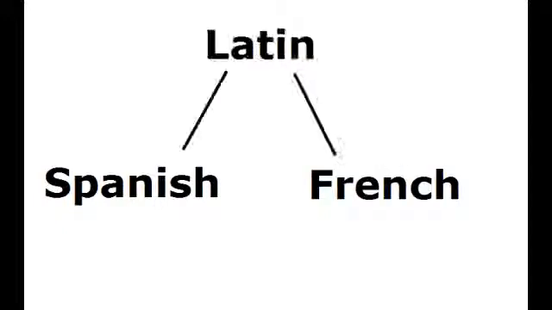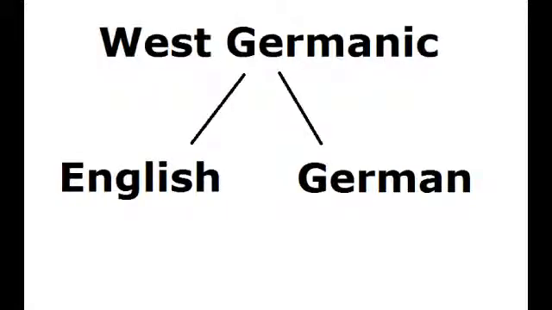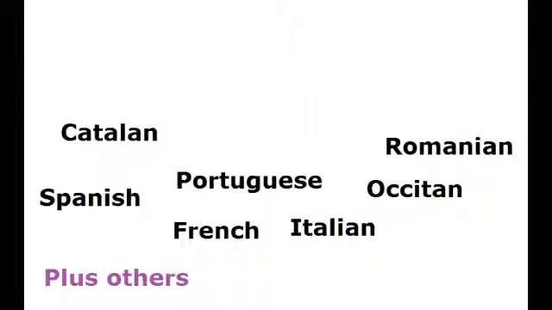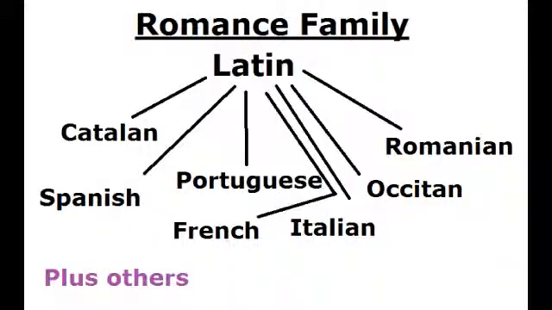Proto-language. A proto-language is the last spoken common ancestor of 2 or more languages. So the common ancestor to Spanish and French would be Latin. Or possibly for English and German would be West Germanic, and things like that. A language family is the name given to all of these languages put together. So all the Romance languages is the Romance family, and its proto-language would be Latin.